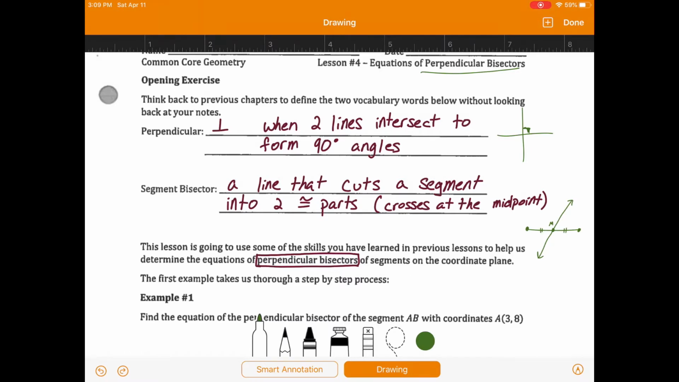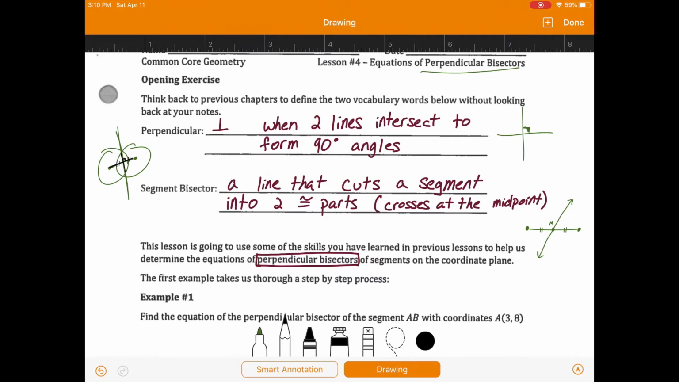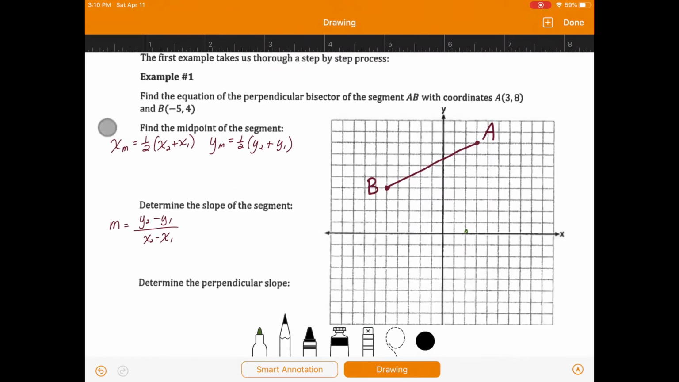Now we're going to combine those two vocab words together and we're going to do perpendicular bisectors. That's probably going to be a little bit familiar to you because that's something we did in the beginning of the year. Remember when we used the compass and we made two circles that crossed and then we would draw a line down the middle? So those were something that we always did whenever we were making perpendicular bisectors. Okay, so we did two circles around two endpoints. That would make this line here be the segment. It would be cut in half so that the two sides were the same length, and the line that went through the middle made 90-degree angles. So that was a perpendicular bisector. Now we're just going to do it with a graph and some equations and formulas.